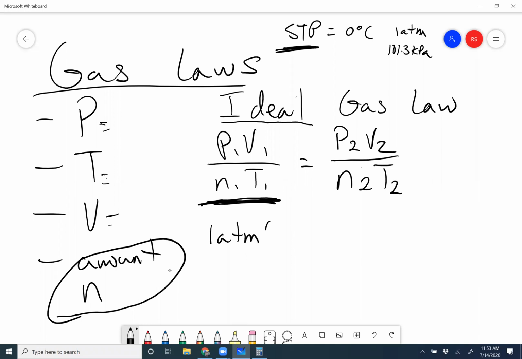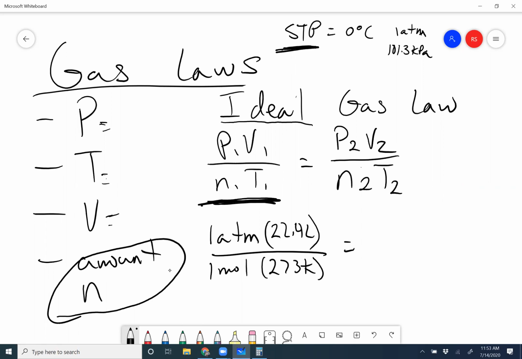What is standard volume? Well, Avogadro said that at 1 atmosphere, the volume of a gas will be 22.4 liters, as long as you have 1 mole of it. And this occurs at standard temperature and pressure, which is 273 Kelvin.